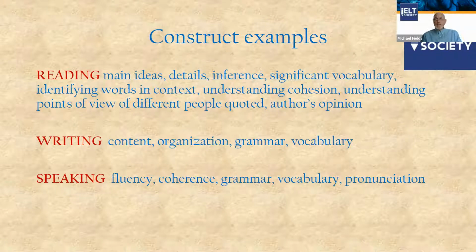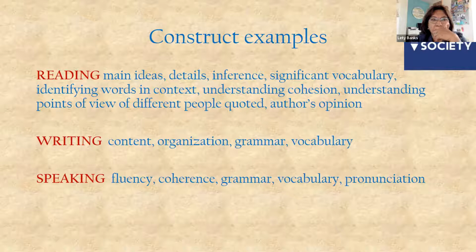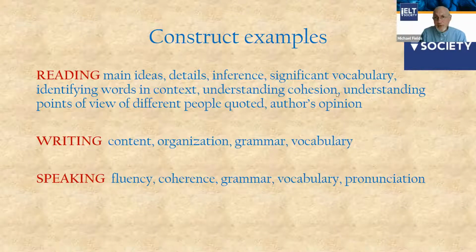Again, construct examples in speaking may be fluency, coherence, grammar, vocabulary, and pronunciation. Again, I've seen so many tests with a built-in construct underrepresentation, where so much emphasis is put on maybe oral grammar or pronunciation, without considering fluency, coherence, or the use of level-appropriate vocabulary. So these are examples of constructs that we could build into a validity argument about construct validity.